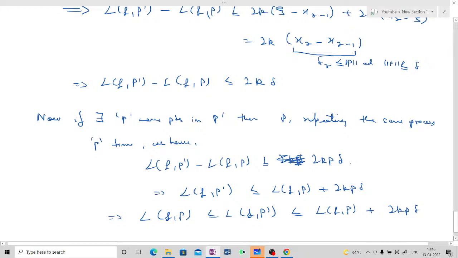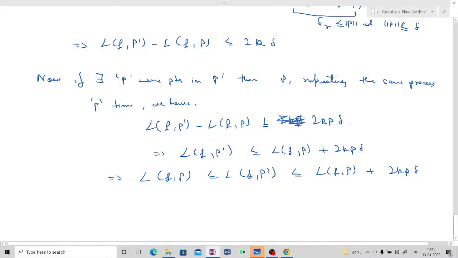Is it clear? The same process will happen in the second proof. The second proof is being left as an exercise.